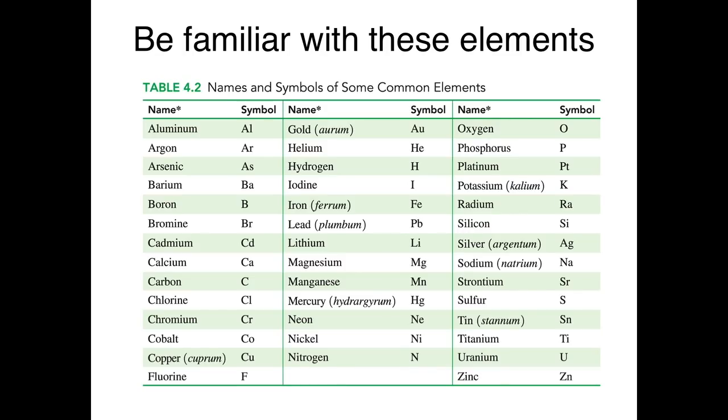So let's talk about some of these elements and how they got their chemical symbols. Some elements are straightforward, like aluminum starts with Al, so its chemical symbol is Al, or argon, which is Ar. But then when you go to arsenic, it also starts with Ar, so we can't use Ar again, so we go to the next one, so its symbol becomes As.